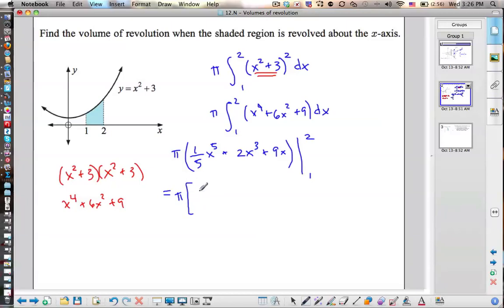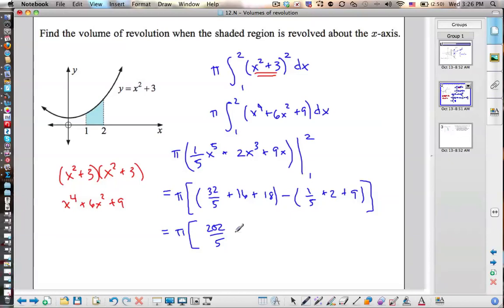So pi, plug in our 2: 1/5 of 32 is 32 over 5, plus 2 cubed is 8 times 2 is 16, plus 18, minus 1/5 plus 2 plus 9. Let's do some calculator stuff. 16 times 5 is 80, and 18 times 5 is 90, so 32 plus 80 plus 90 is 202 over 5.